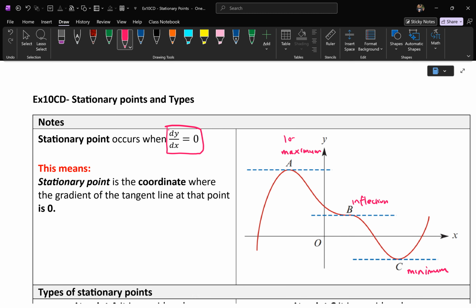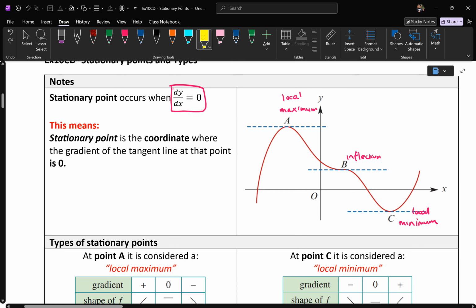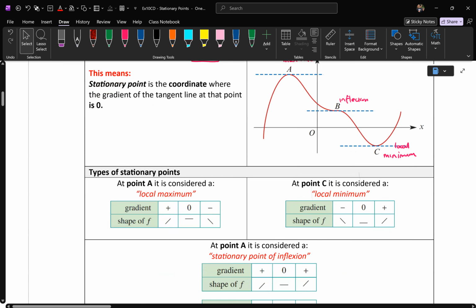Now, usually we call it local maximum and local minimum, just because it's localized here. You could have a graph with multiple stationary points. So hence, when you say maximum, it's sort of implying that it's the maximum value. So we say local maximum in terms of stationary points, which the next exercise you'll find that we then look at maximum value, or they call it absolute maximum and absolute minimum.